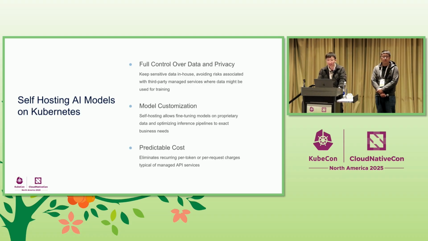Second, model customization. You can fine-tune these models on your own proprietary data. You get to optimize the entire inference pipeline for your exact business needs, not just what the API providers decide to offer. And third, predictable costs. Those per token and per request charges from managed services can be unpredictable sometimes and add up incredibly fast. So self-hosting moves you to a much more predictable cost model.